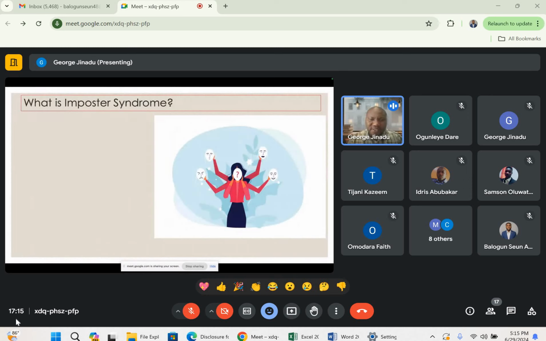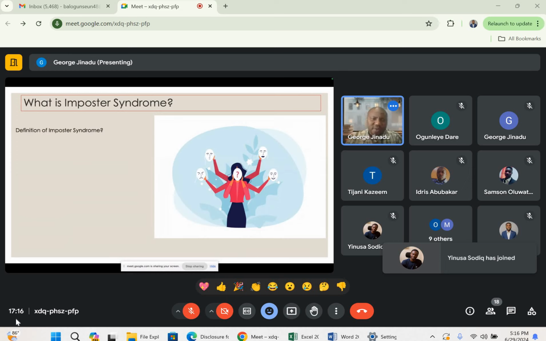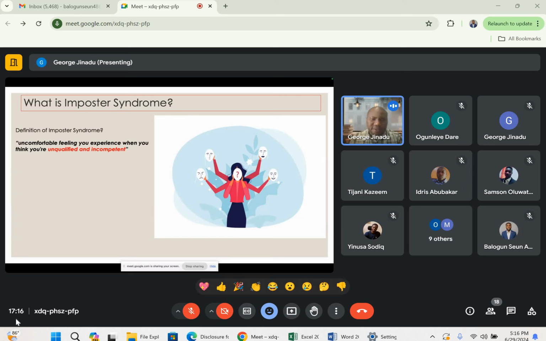The first thing we'll look at is the definition. So in defining imposter syndrome, I was reading through, like, what is the best term to use, in terms of what is it anyway? And some key definitions caught my attention, 2 of them. The first one is: an uncomfortable feeling you experience when you think you're unqualified and incompetent.